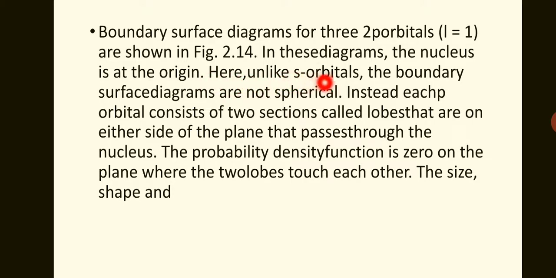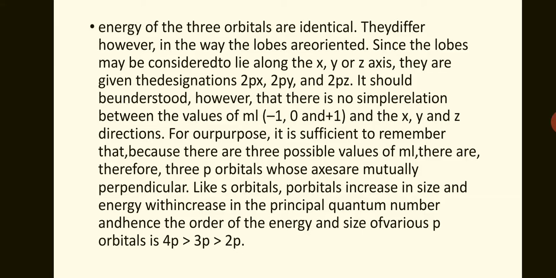Here, unlike s orbital, the boundary surface diagrams are not spherical. Instead, each p orbital consists of two sections called lobes that are on either side of the plane that passes through the nucleus. The probability density function is 0 on the plane where the two lobes touch each other, and the size, shape and energy of the three orbitals are identical.